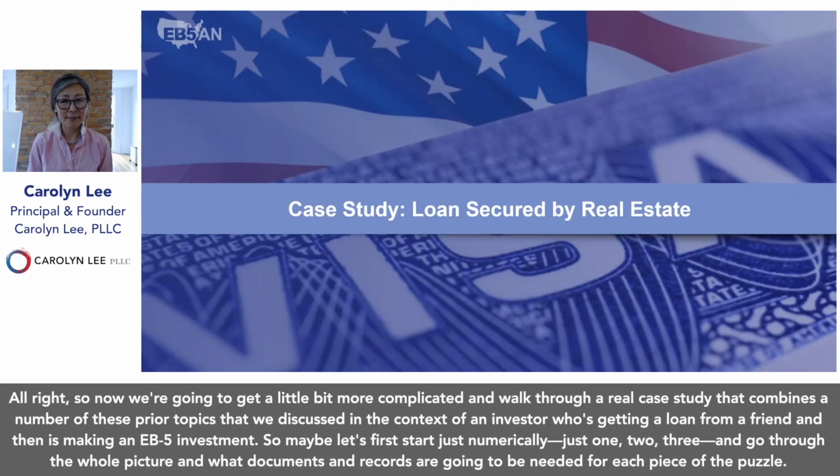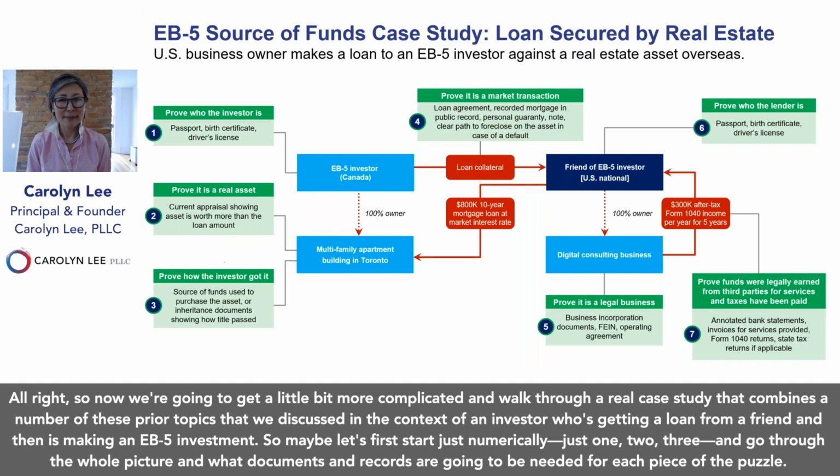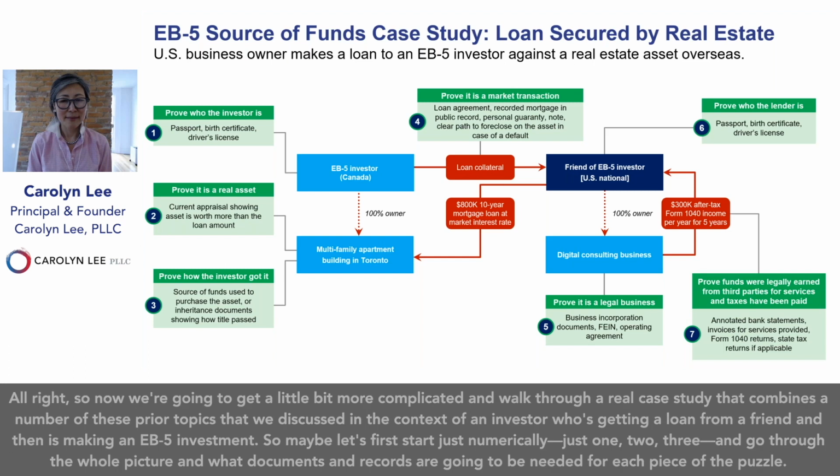All right, so now we're gonna get a little bit more complicated and walk through a real case study that combines a number of these prior topics that we discussed, in the context of an investor who's getting a loan from a friend and then is making an EB-5 investment. So maybe let's first start just numerically, 1, 2, 3, and go through the whole picture and what documents and records are going to be needed for each piece of the puzzle.